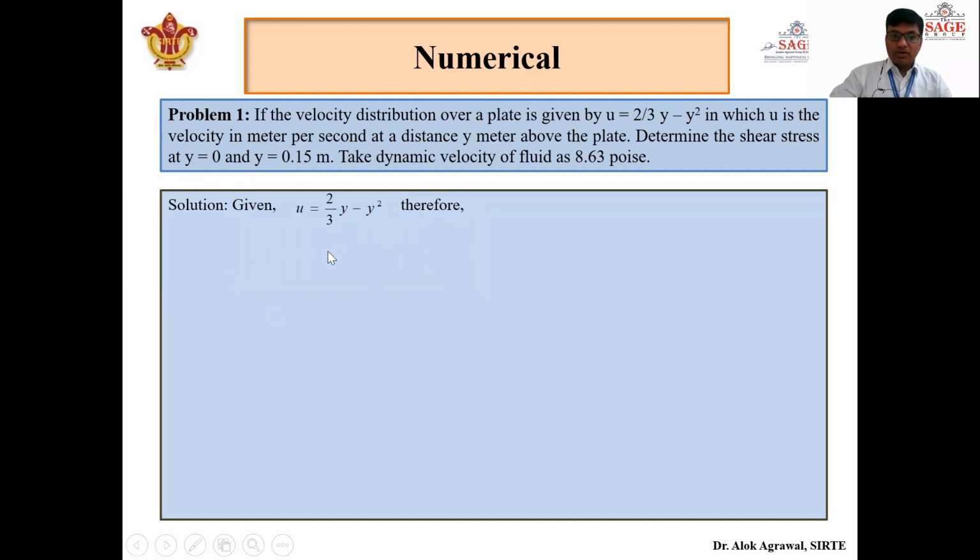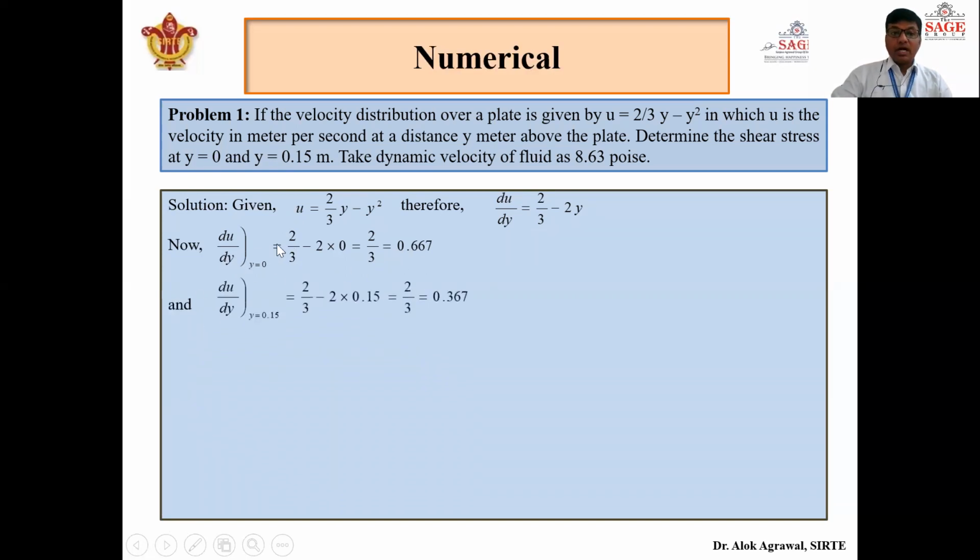The first thing given is the velocity profile, that is u is equal to 2/3 y minus y square. From this velocity profile, we can calculate the velocity gradient, du by dy, which is equal to 2/3 minus 2y, if we differentiate with respect to y. So we have the velocity gradient. Now, as per the given condition, we have to calculate the shear stress at two different locations, at y is equal to 0 and at y is equal to 0.15. First, we calculate the velocity gradient at y is equal to 0. By substituting y as 0, we get du by dy as 2/3, that is 0.667.